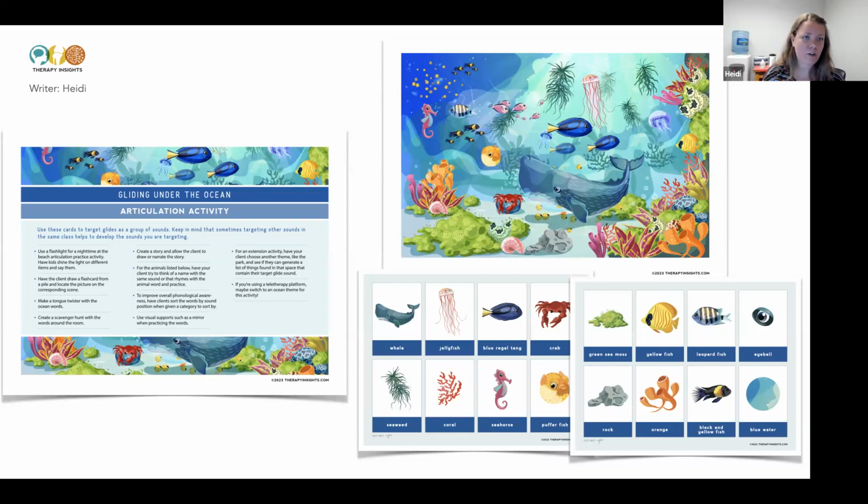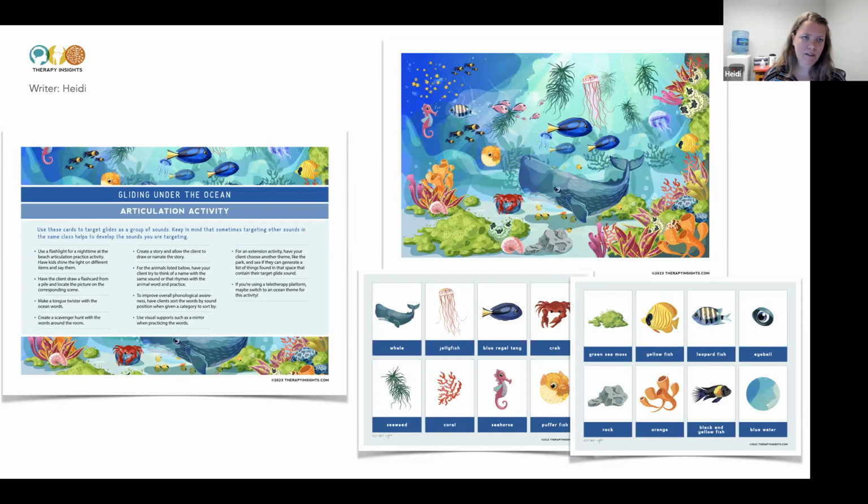Matching again, or you could make a tongue twister with the words, or a scavenger hunt with the cards around the room. This is a great one to laminate and use for multiple people, because you'd probably kill your color printer if you did this 12 times, but a good one to have in your file cabinet. You could do rhymes. I find that really helpful for glides too, because you get two attempts for the price of one, like what rhymes with whale, and they could say snail and things like that.